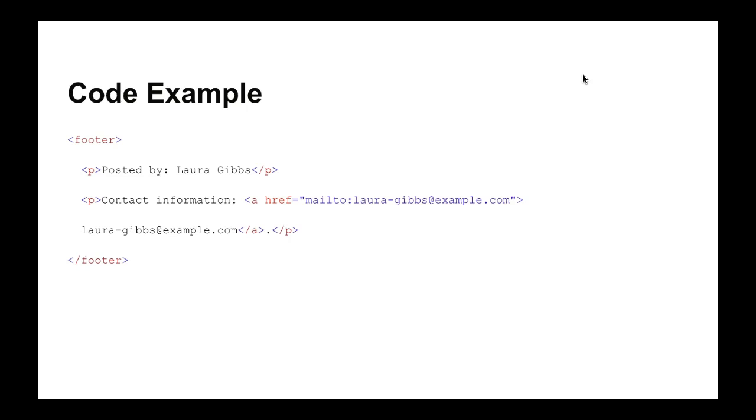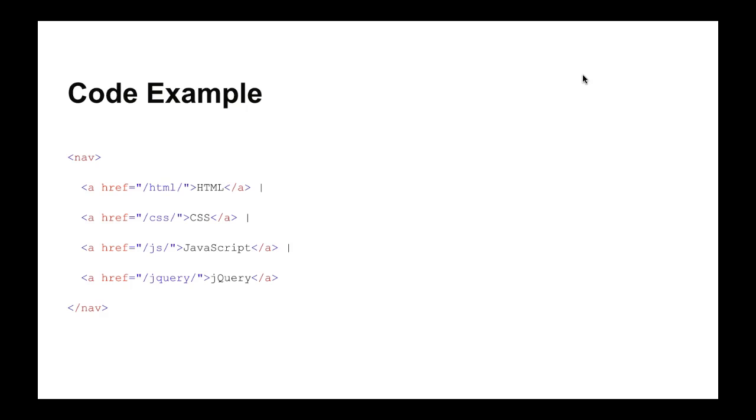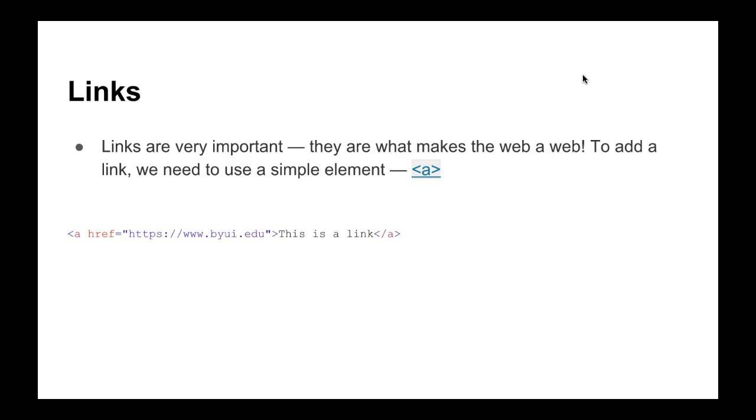This is a footer code example, and this is how it looks like. Nav. The nav element defines a set of navigation links. Note: notice that not all links of a document should be inside a nav element. The nav element is intended only for a major block of navigation links. This is the nav code example, and this is how it looks like.